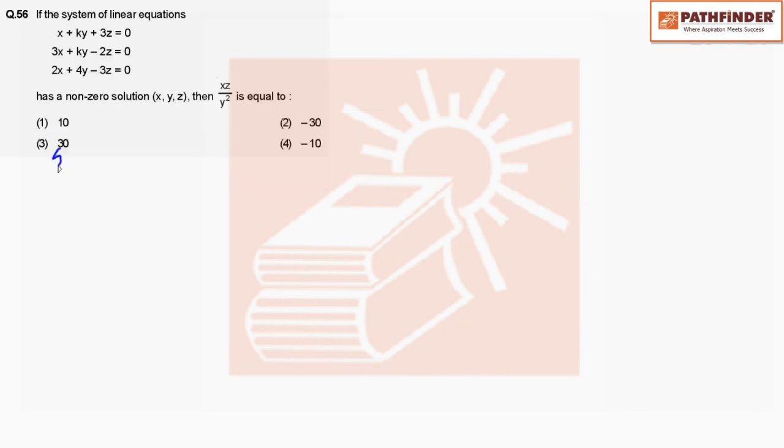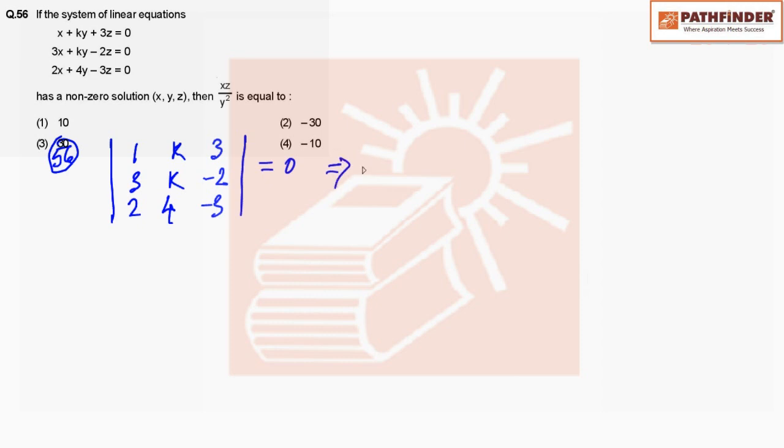Now for question number 56, it is a question of consistency and inconsistency of a linear equation. The characteristic determinant is 1, k, 3; 3, k minus 2; 2, 4, minus 3 equal to 0. If this is 0, then a non-zero solution will exist. So after setting it to 0, we find k equal to 11.